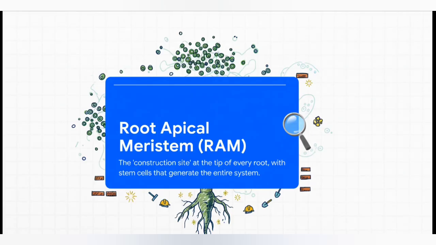But where does all this growth even come from? It all starts right here, at something called the root apical meristem, or RAM for short. Just imagine a perpetual construction site at the tip of every single root. It's this tiny powerhouse of stem cells that literally builds the entire underground network from scratch. It's just incredible when you think about it.